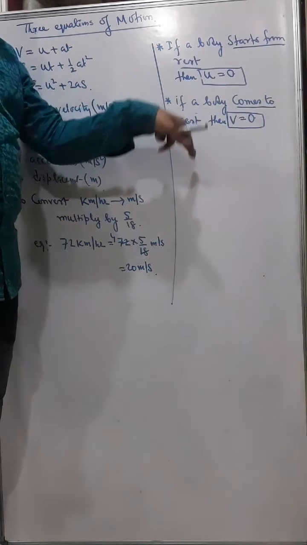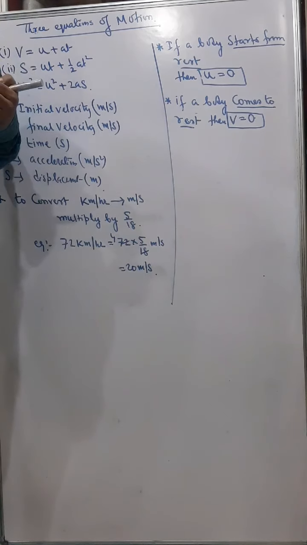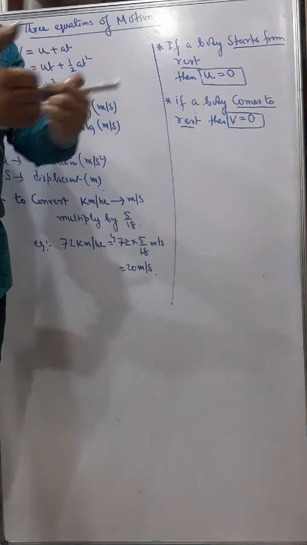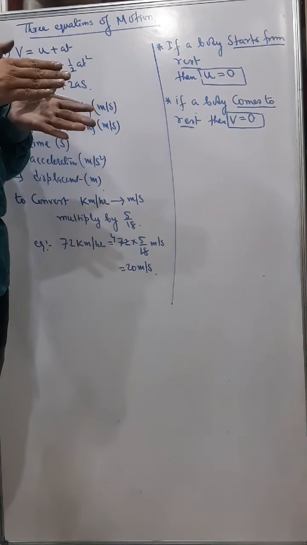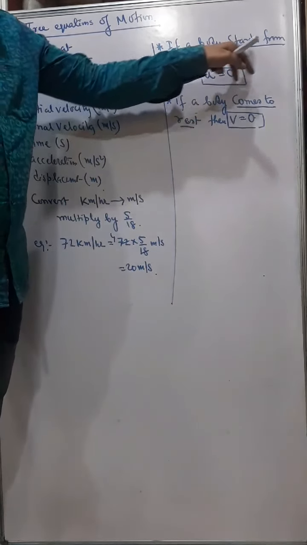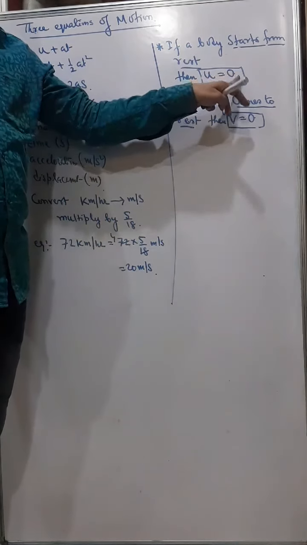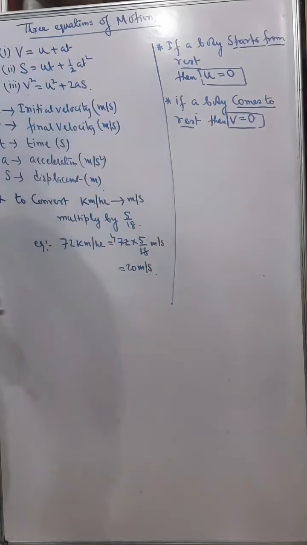If a body comes to rest, suppose a car moving at a speed of 50 meter per second comes to rest after 5 seconds. In that case you will take u equals 50 meter per second, but you will take v equals 0. So when a body starts from rest, you will take u equals 0, and when a body comes to rest, you will take v equals 0.